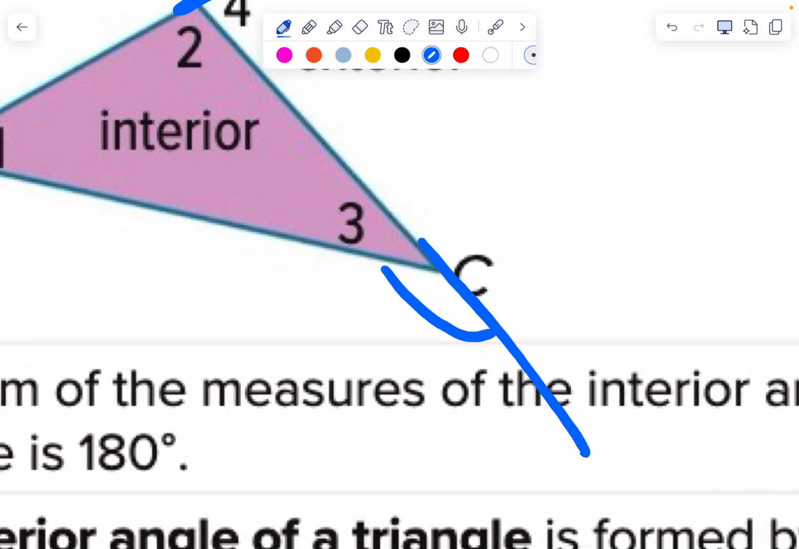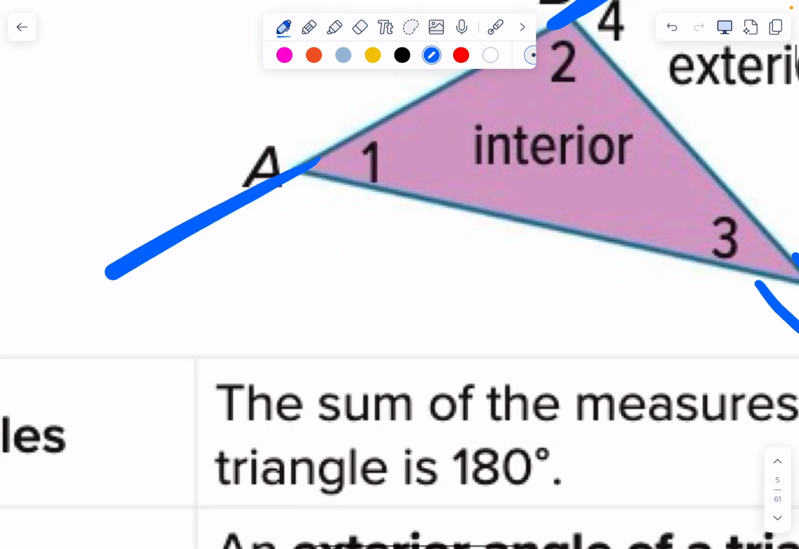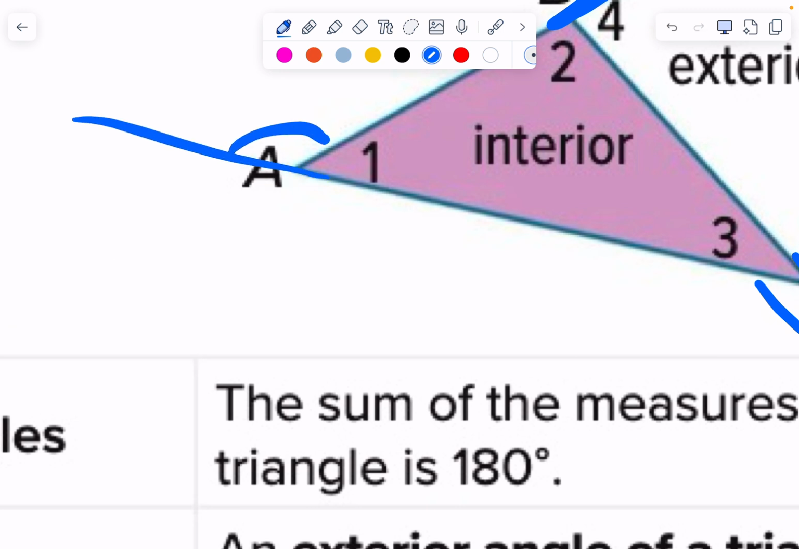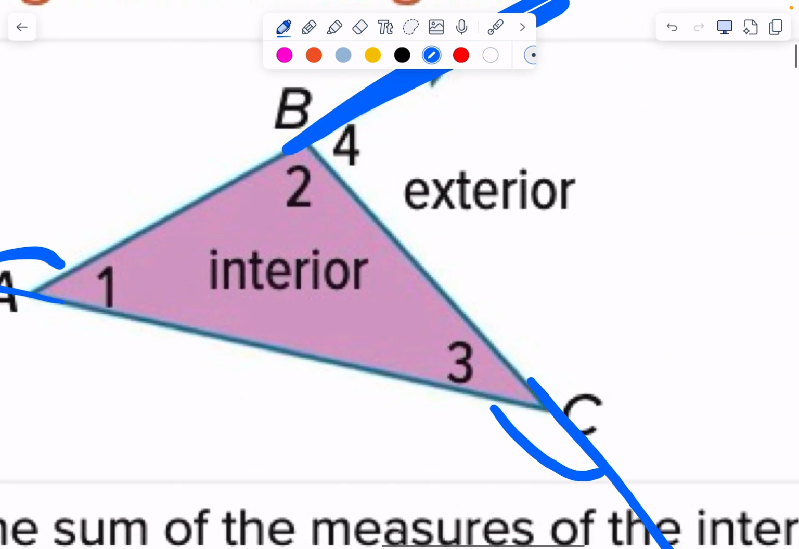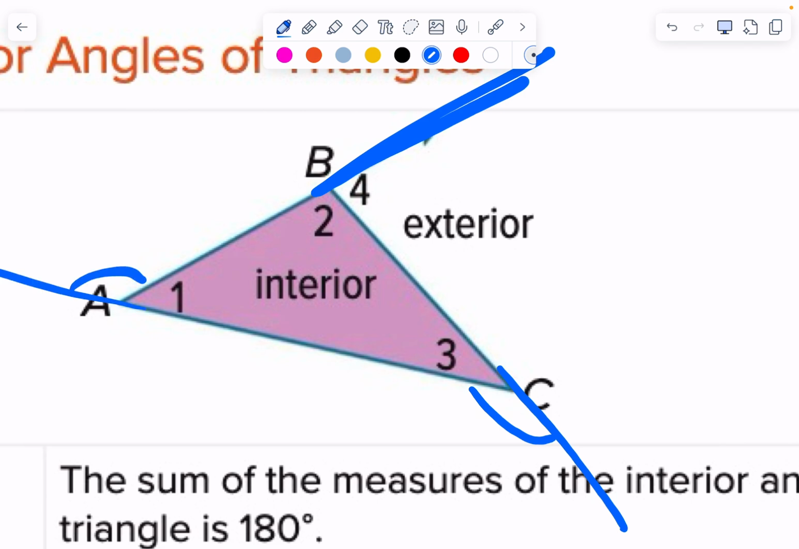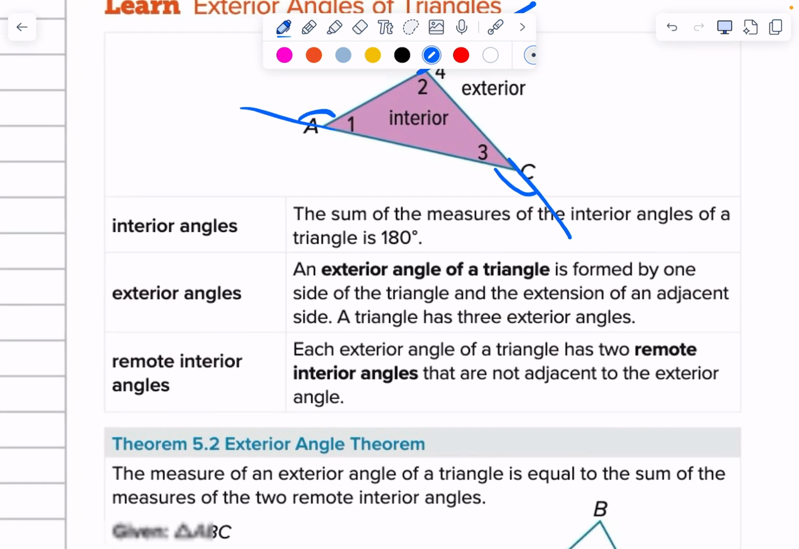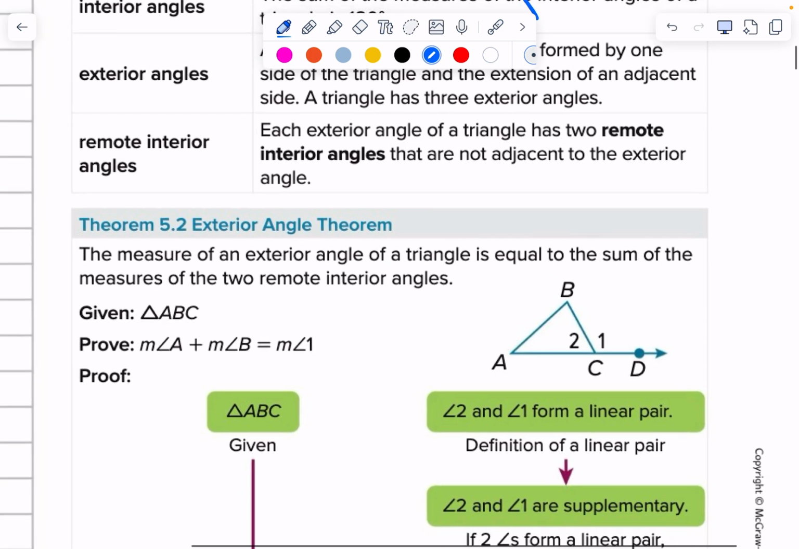Like I could make an exterior angle here, or I could make an exterior angle here, or I could go the other direction and make an exterior angle here, right? Okay? But for this purpose, they only have one exterior angle. Got it? Okay, let's see what we've got going on here.